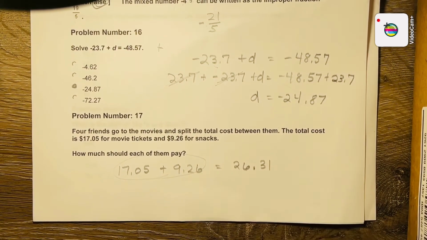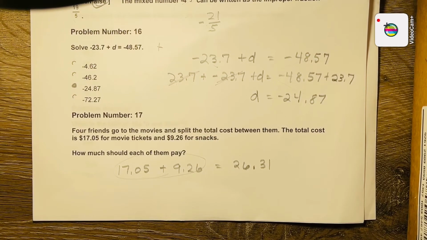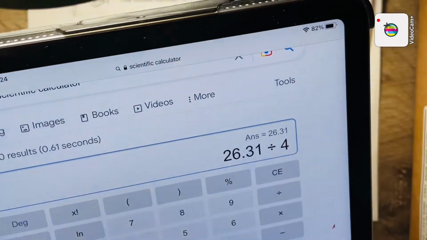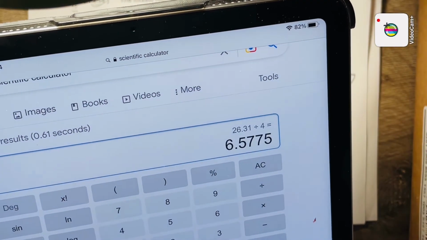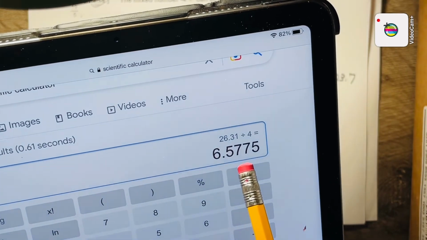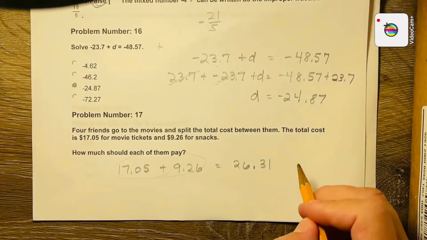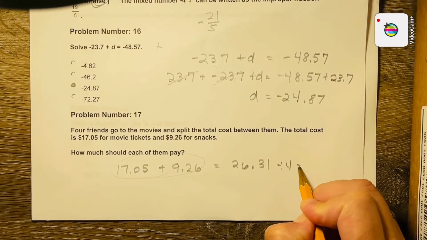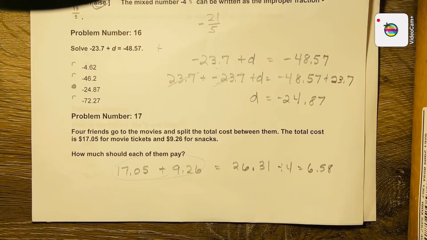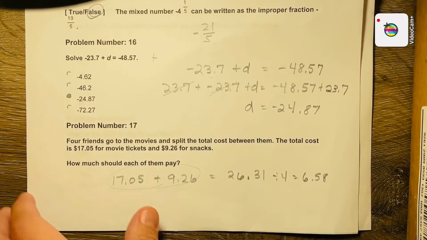Now you can take the total cost and divide it between the 4 friends. And that'll give you $6.58. We'll round it up to 58. Each friend needs to pay $6.58.